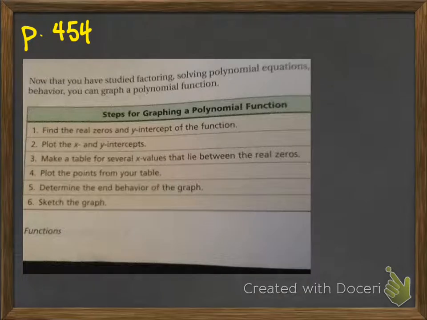Here are some steps for graphing polynomial functions on page 454. You need to make sure you plot your real zeros and your y-intercept. You need to plot some points. What you need here is this: you need to get your zeros, your y-intercept, know your end behavior, and preferably find the local maxes and mins. And you can do this with the calculator. A lot of this, I would say, you could do with the calculator.